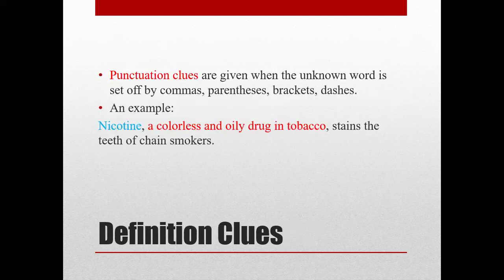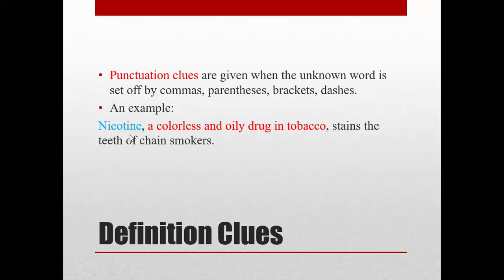Another thing, we have the punctuation clue. You can have a hard word, for example, the word nicotine. If you have any hard word in any exam, followed by a group of words set off by commas, in English we call it an appositive phrase. The appositive phrase has one function, which is clarifying or modifying the noun before it.